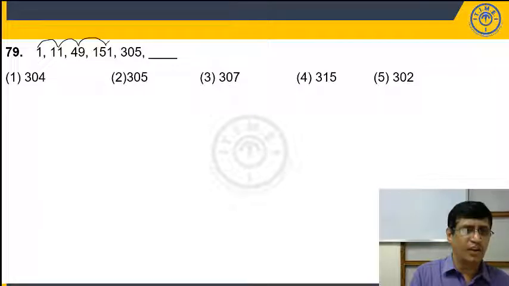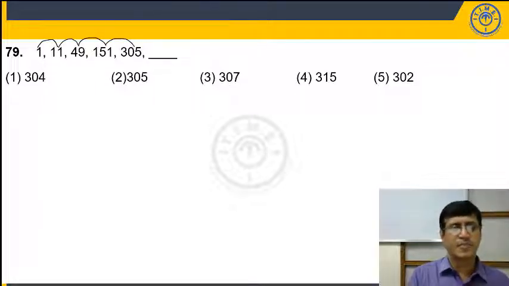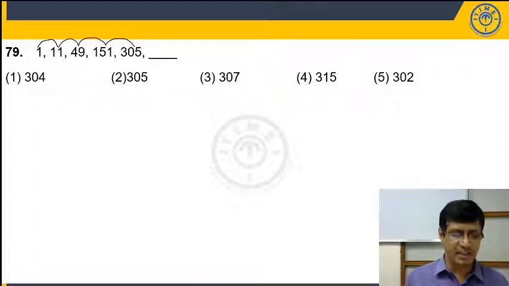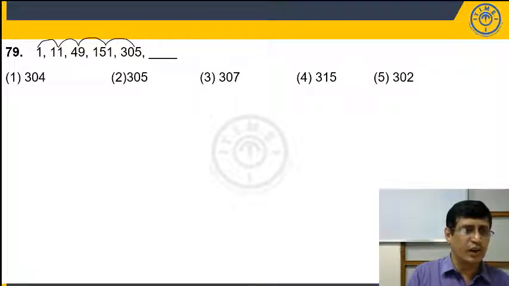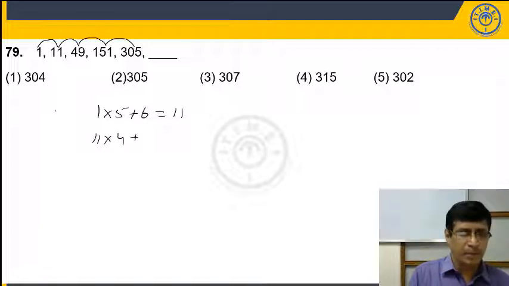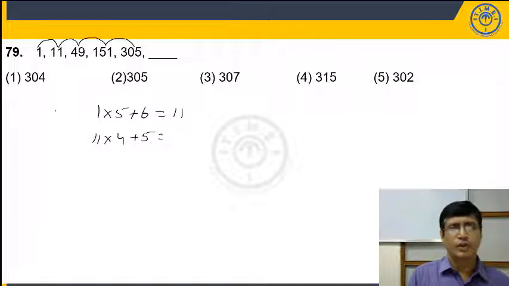If you observe, a huge difference is given, which means we need to find the next value by using the multiplication factor. So what is the factor here? Just look. 1 into 5 plus 6, that is 11. Then what is the next one? 11 into 4 plus 5. So 11 into 4 is 44, plus 5 is 49.